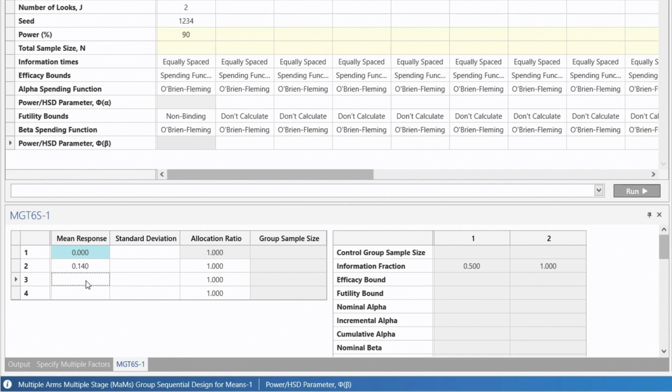Then the mean responses in the 3 dose levels considered in the enhanced trial were assumed to be 0.14, 0.16, and 0.18, increasing as dose level increased in this case. And the standard deviation was assumed to be the same in each group, 0.5. And so we enter 0.5 in each row here. Note that the default allocation ratio is that there will be equal sample size per group, and since that was used here, we'll retain the default.